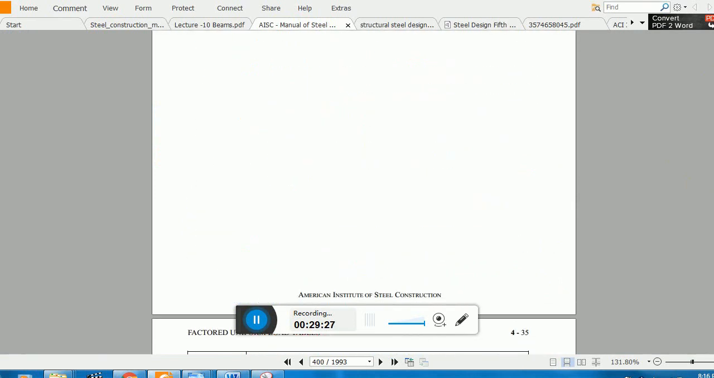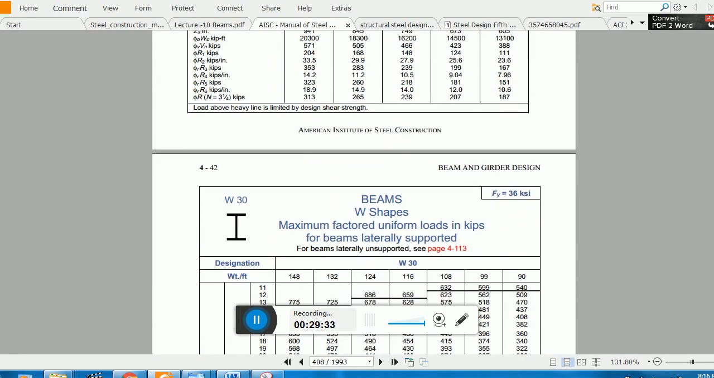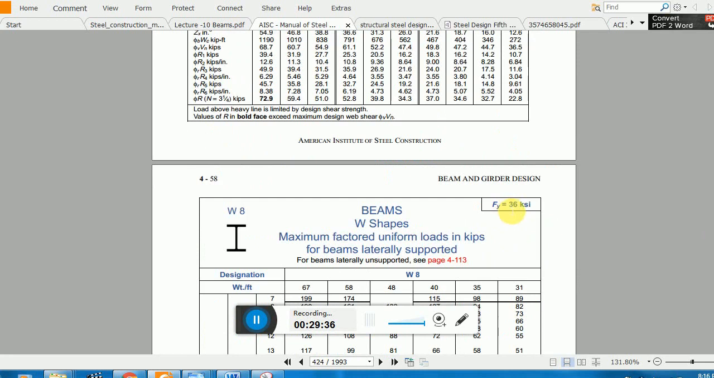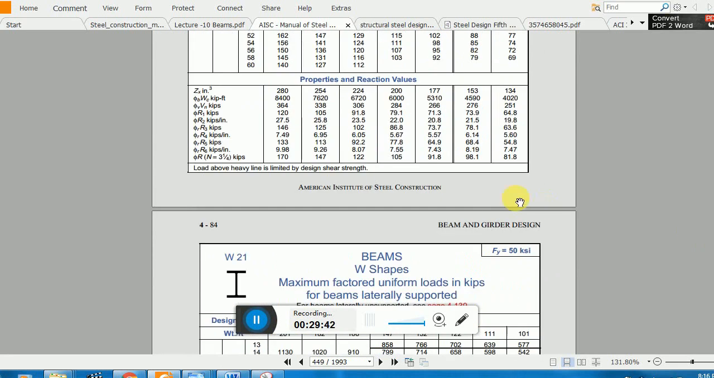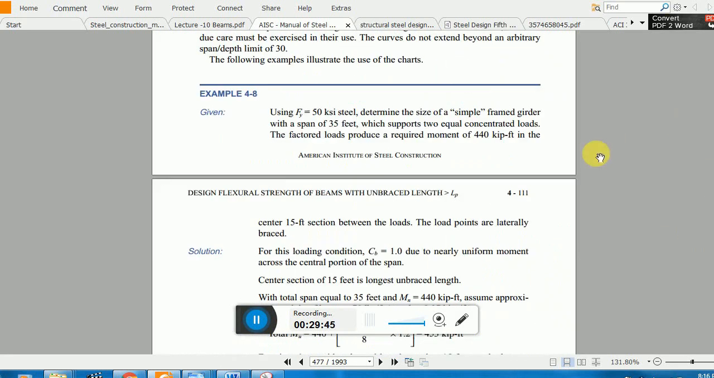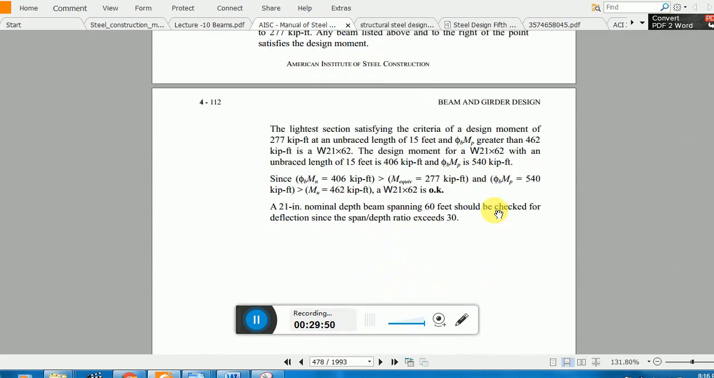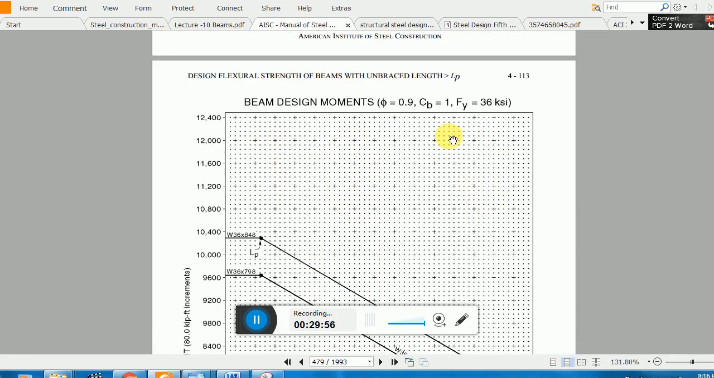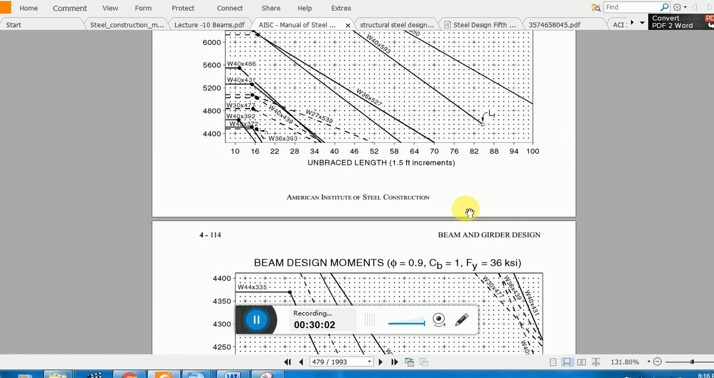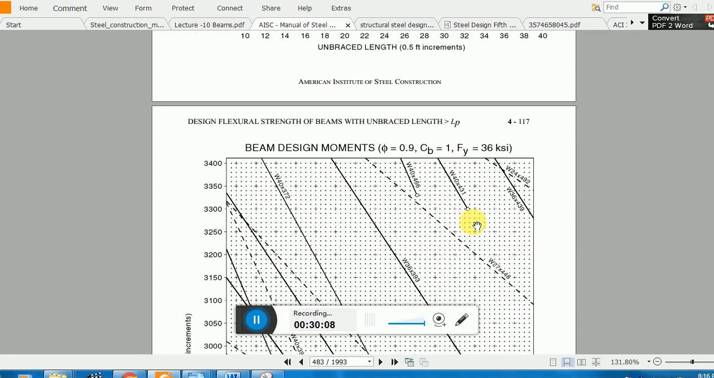Here we have page 113, and from these tables you see here Cb is equal to 1 and Fy is equal to 36. Now how you can use these tables and get the same value, I will show you later. Let me finish the question first.